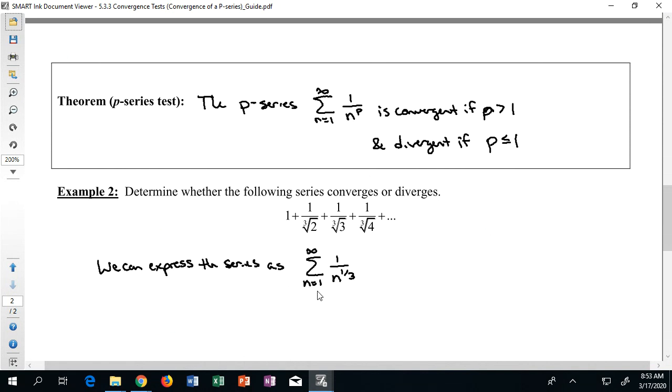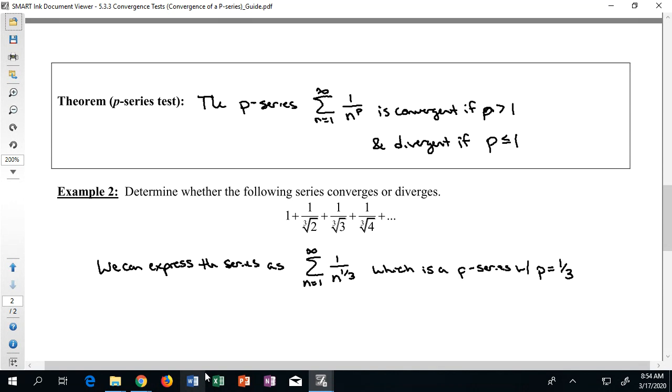You might be able to kind of see that, right? Like I have 1 over cube root of 1, 1 over cube root of 2, 1 over cube root of 3, so on and so forth. But by writing it in this way, I can see this is a p-series, specifically with p equal to the value of 1/3.